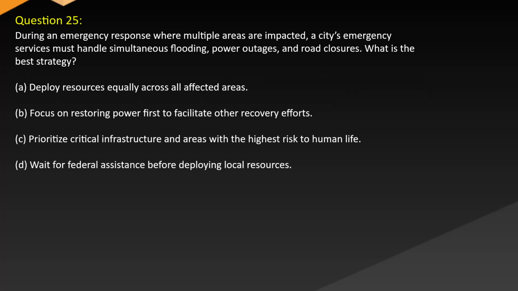Question 25. During an emergency response where multiple areas are impacted, a city's emergency services must handle simultaneous flooding, power outages, and road closures. What is the best strategy? A. Deploy resources equally across all affected areas. B. Focus on restoring power first to facilitate other recovery efforts. C. Prioritize critical infrastructure in areas with the highest risk to human life. D. Wait for federal assistance before deploying local resources.